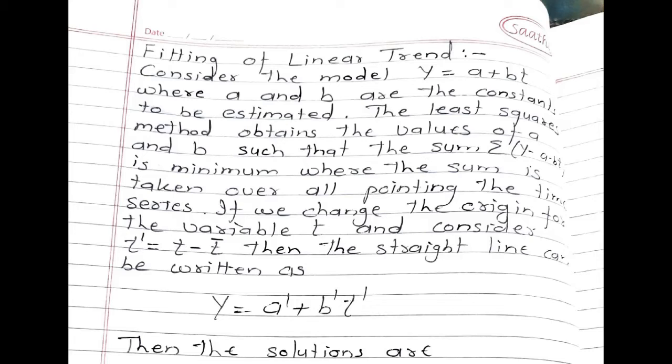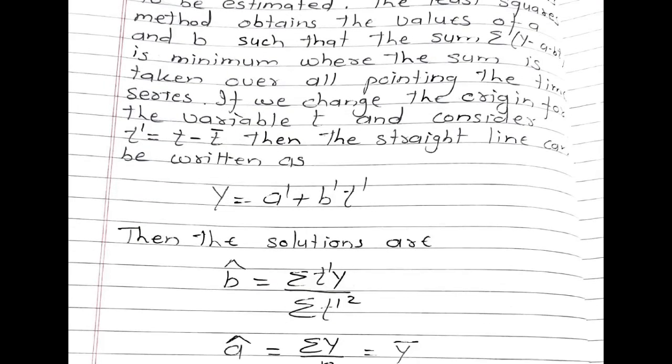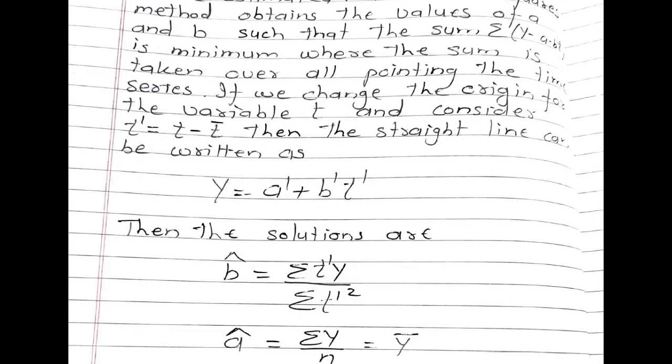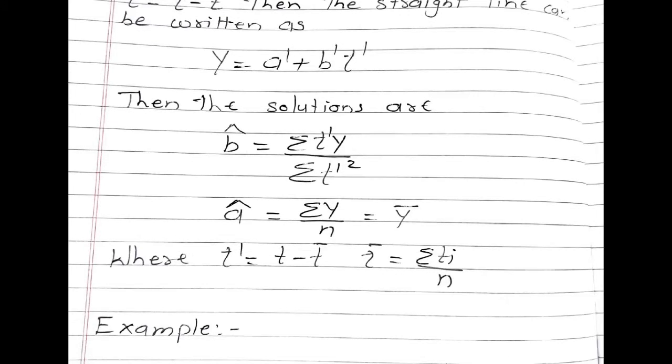If we change the origin from the variable t and consider t' = t - t̄, then the straight line can be written as y = a' + b't'. Then the solutions are b' is nothing but summation t'y upon summation t'², and a' is nothing but summation y upon n, which is equal to ȳ, where t' can be written as t - t̄ and t̄ is nothing but summation t upon n.